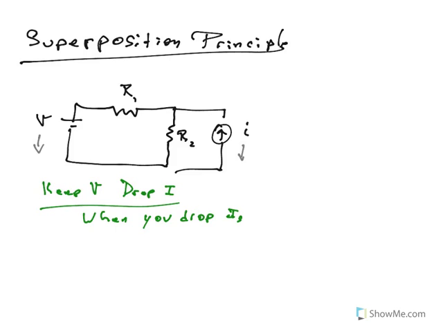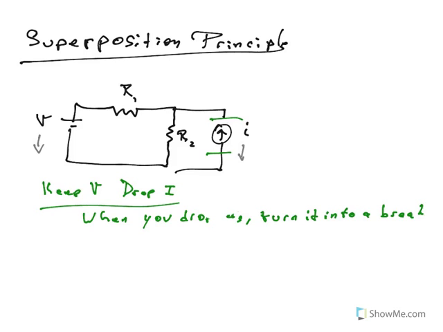you turn it into a break. It literally means you pretend like you cut the wire where the current source is, you take it out, and you leave a space there. There's a break in your circuit.